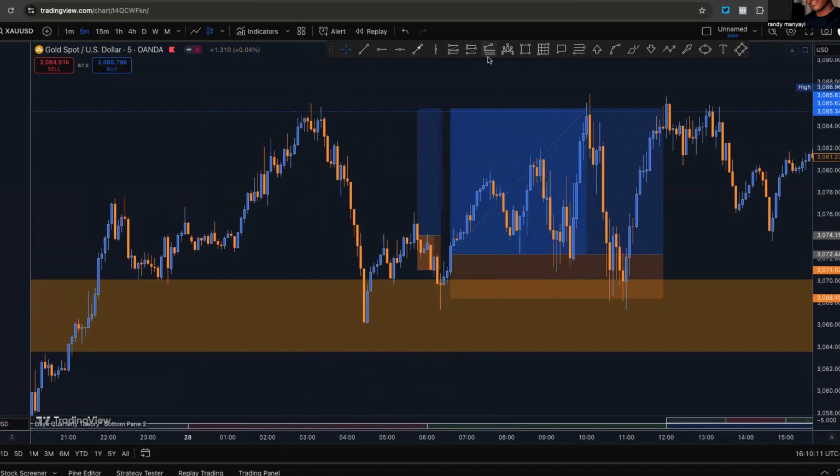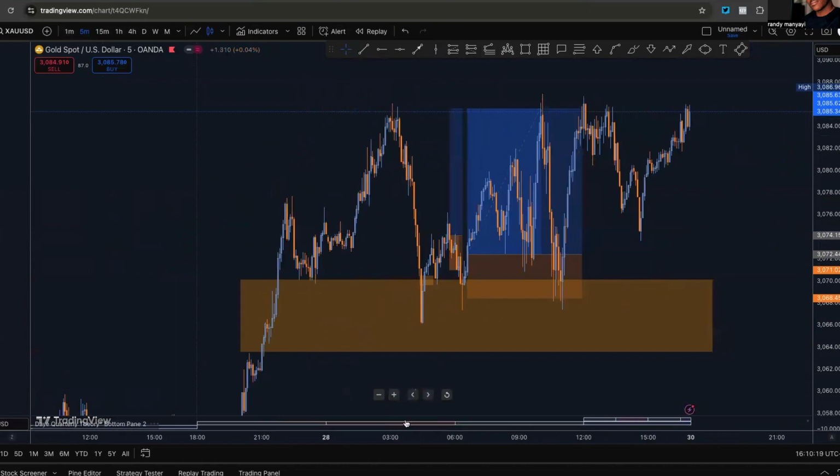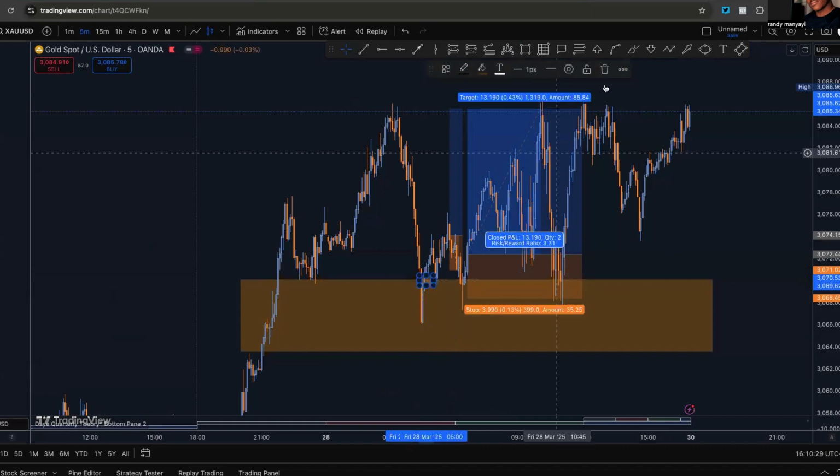Already here, if I had seen this, I should have taken the trade. But this was the Asia session, and I don't trade the Asia session. I'm going to wait till London starts before I start looking for opportunities. This here was an entry, but I don't trade Asia.